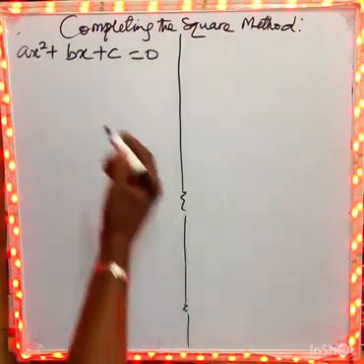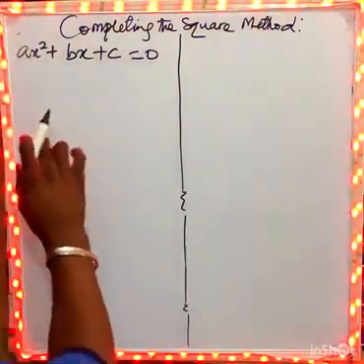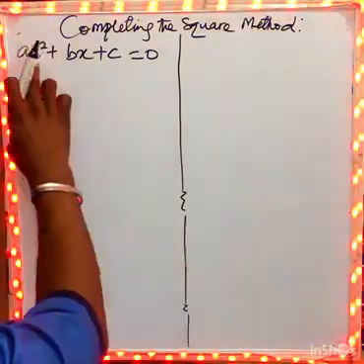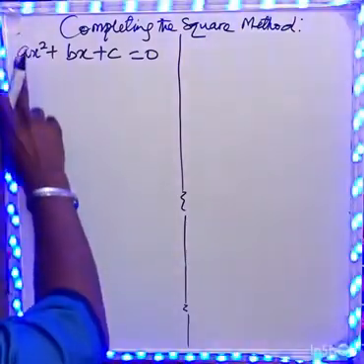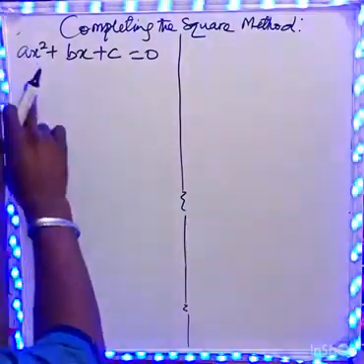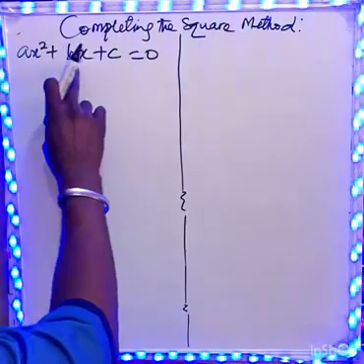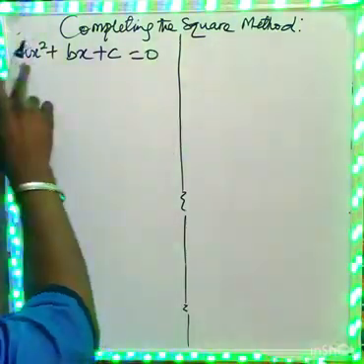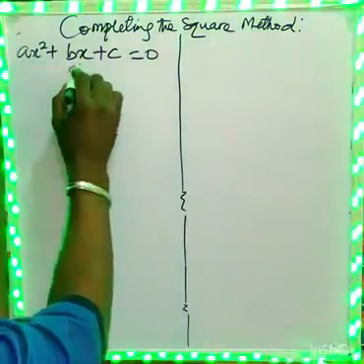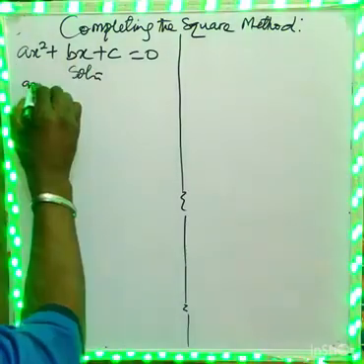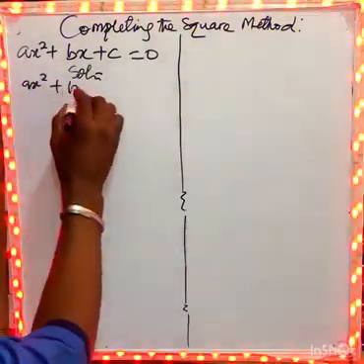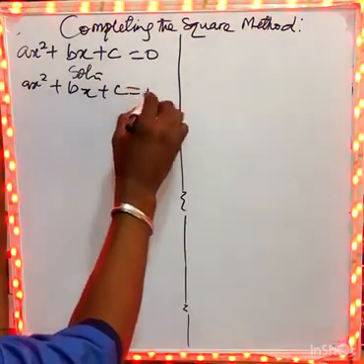Okay, so now the first rule is to reduce the coefficient of x squared to 1. Make sure that the coefficient of x squared is equal to 1. And in order for you to do that, you will divide the whole equation by the coefficient. Okay, so solution, let's go. The first rule, you have ax squared plus bx plus c is equal to 0.